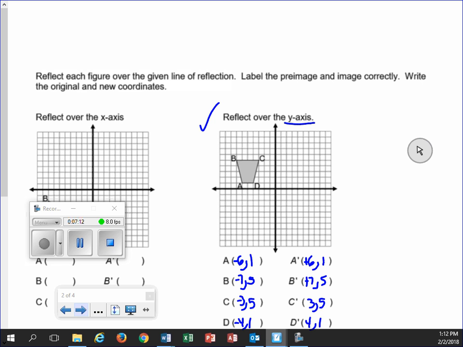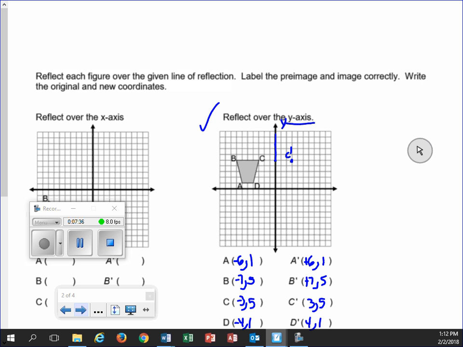Now, if we do it just physically, we go along the axis that we are going to reflect over. So we're going to reflect over the y-axis. I go down the y-axis until I hit a point. Now I count over 1, 2, 3, and I come back the opposite way. 1, 2, 3, and that is my C prime.